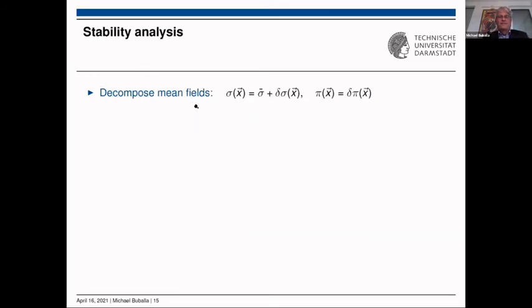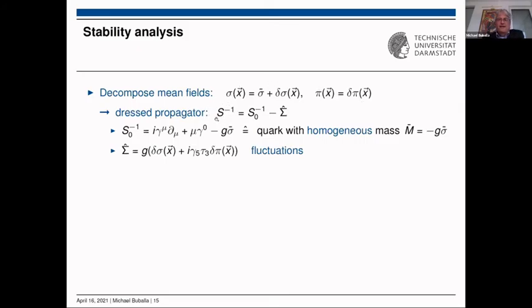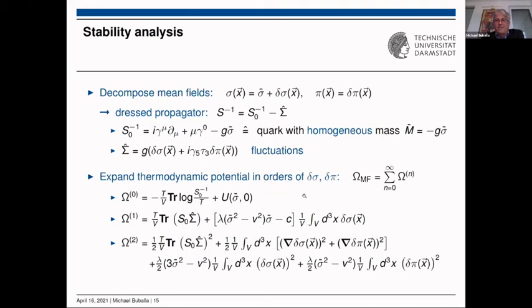So we write down our sigma field as the minimal homogeneous piece plus some fluctuation, and for the pion there is only the fluctuation. Then we go back to the stressed quark propagator which I mentioned in the beginning, and this can be decomposed in the same way. Now we have some piece which only depends on the homogeneous part, and this just looks like a free non-interacting quark with some homogeneous mass m proportional to the sigma field. And then we have the fluctuations, which is some kind of self-energy. With this, we go to the thermodynamic potential and expand it in powers of the fluctuations. I don't want to discuss all the details here. Basically, you end up with different orders: the lowest order with no fluctuation, then the linear order in the fluctuation, and the quadratic order, and that's all we need.